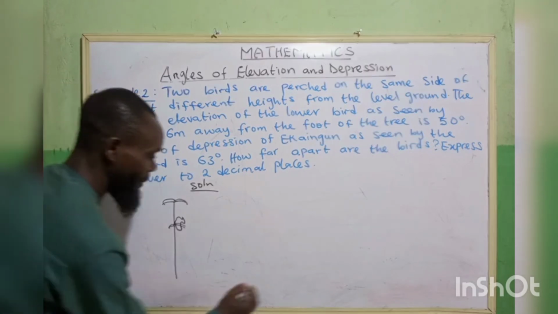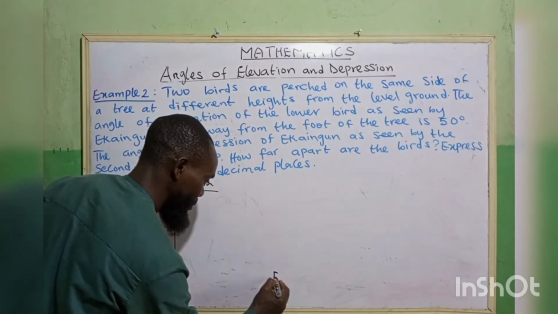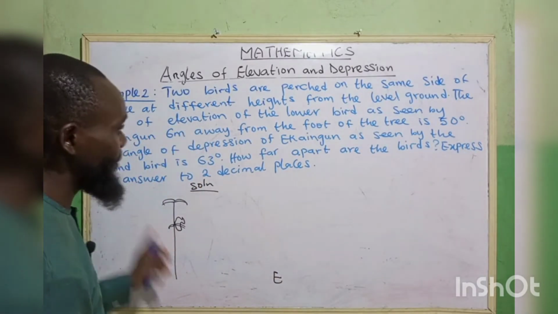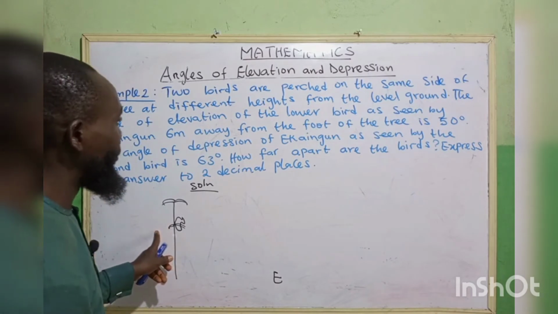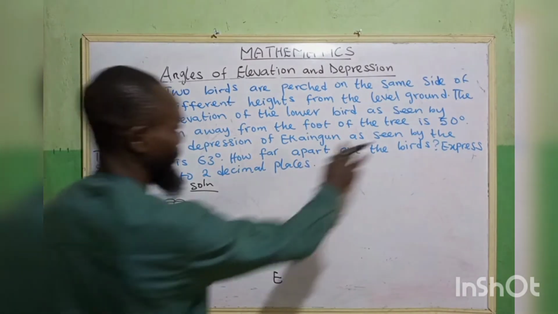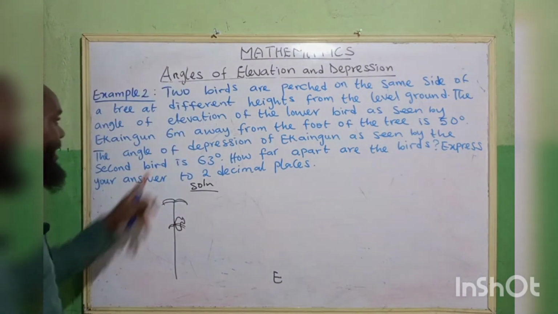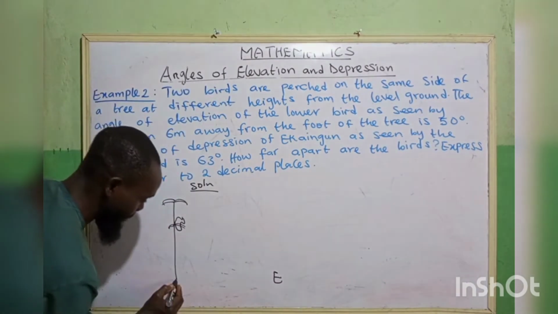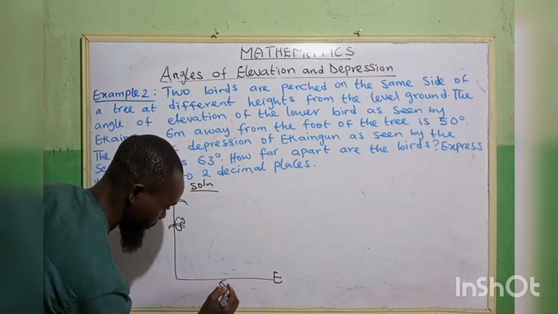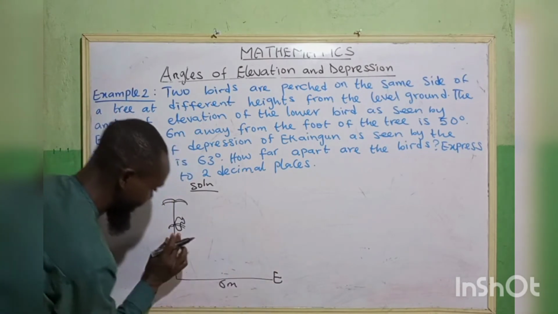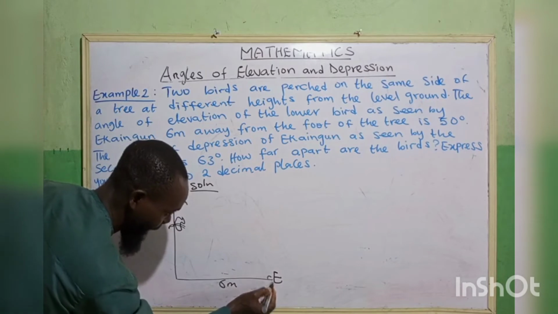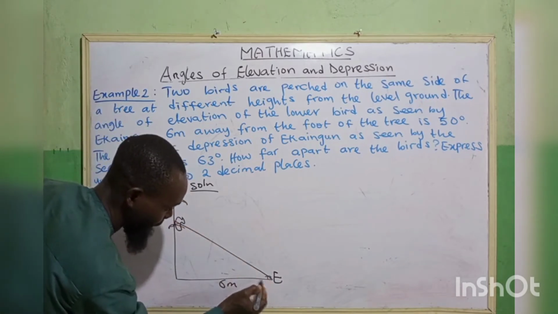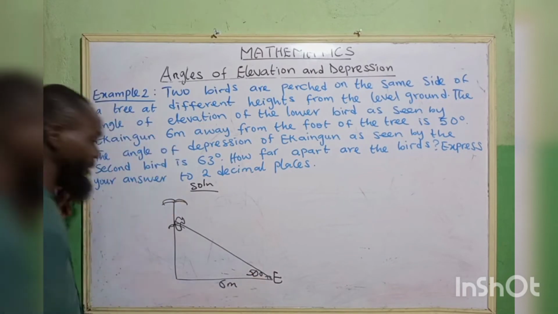So there is one man here called Ekaigun. When the man is looking at this bird, he is looking with an angle of elevation of 50 degrees and is 6 meters away from the foot of the tree. This Ekaigun is 6 meters away from the foot. He is now looking at the lower bird, and the angle of elevation here is 50 degrees.